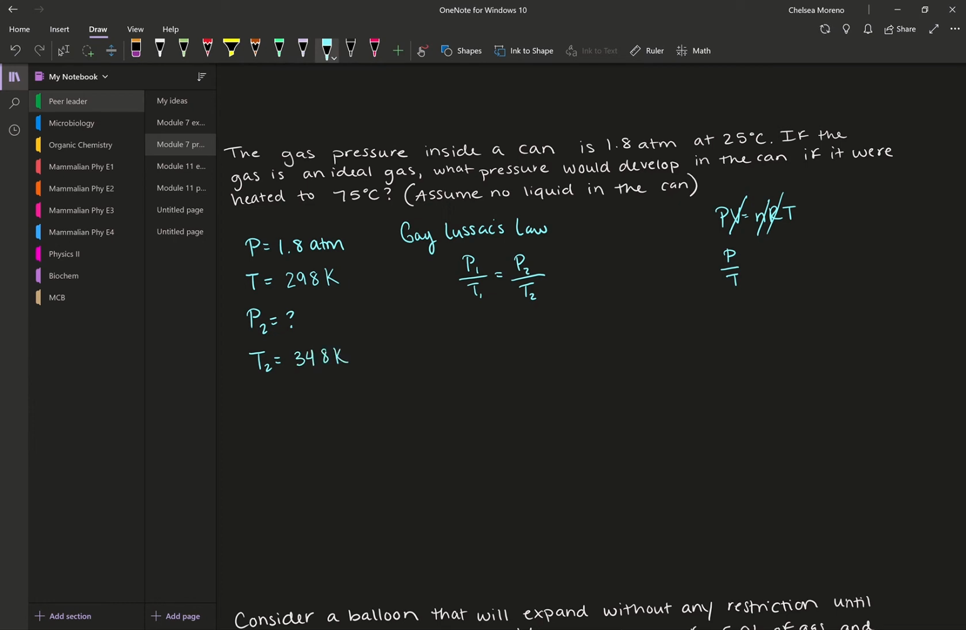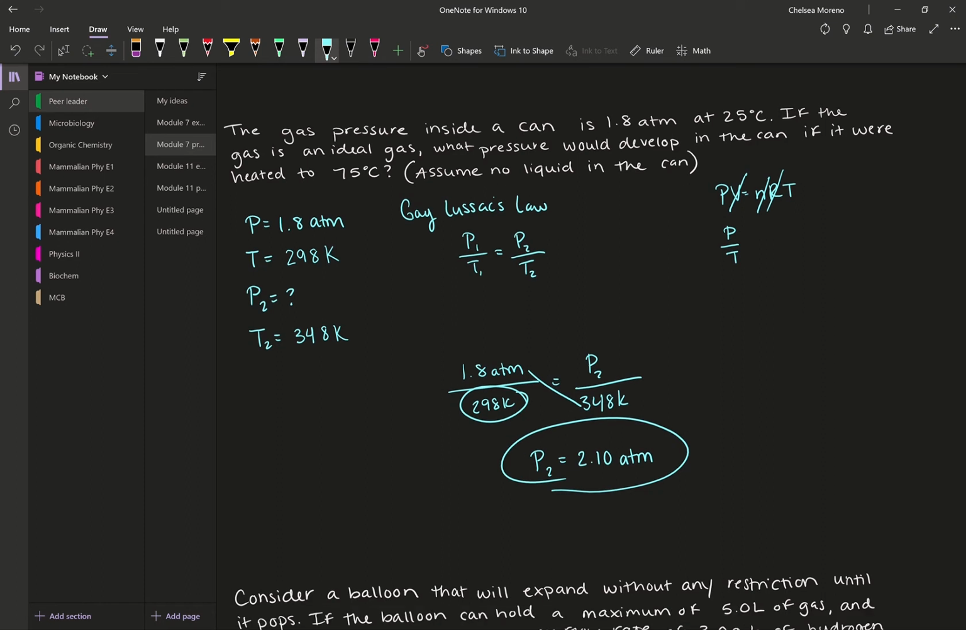Kelvin. So if I plug in these values, I can say, okay, well, my P1 is 1.8 atmospheres over T1, which was my 298 Kelvin, which is equal to P2 over 348 Kelvin. So if I were to multiply across and divide by the rest, that means that P2 is equal to 2.10 atmospheres. So that would be that value.